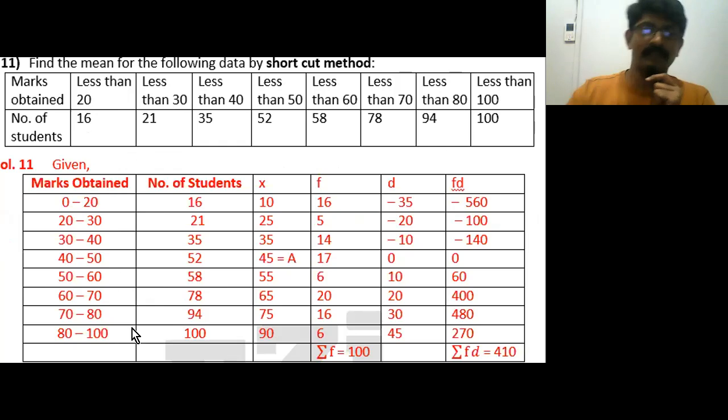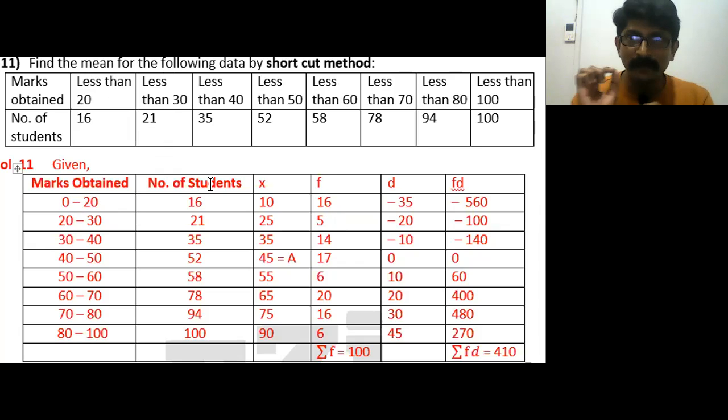Now class interval के बाद ये कॉलम हमने लिख दिया है. Basically ये कॉलम कौन सा है? CF. ये CF है 16, 21. इसको CF क्यों बोलते हैं? I'm giving the reason. Less than 20 there are 16 students. Less than 30 मतलब सब आ जाएंगे 0 to 30, isn't it? They are 21 people. But between 0 to 20 there are 16 people. So between 20 and 30 कितने लोग रहेंगे? Obviously that is 21 minus 16. वो बन जाएगा 5. I hope you understood why the frequency column is different from this.